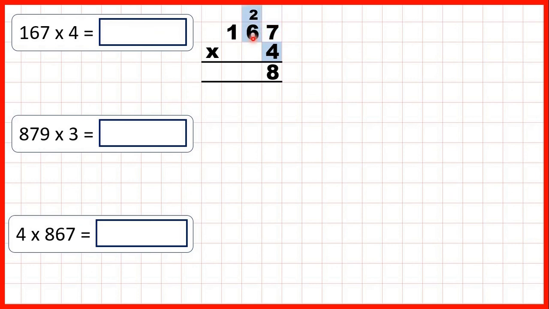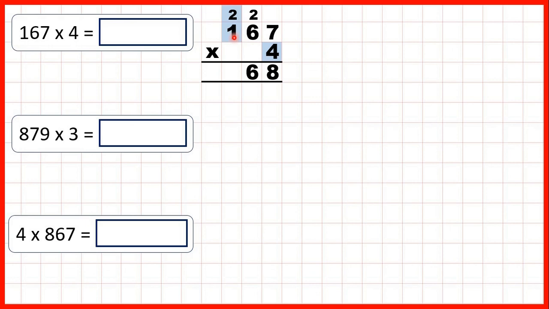So now we can move on to multiplying our tens digit by 4. 6 times 4 is 24, but now we need to add the 2 tens that we made from multiplying our ones. So 6 times 4 is 24, plus 2 is 26. And again, we need to write 26 as 2, 6, with the first digit above the next place value column along.